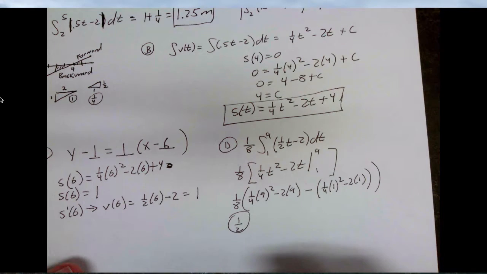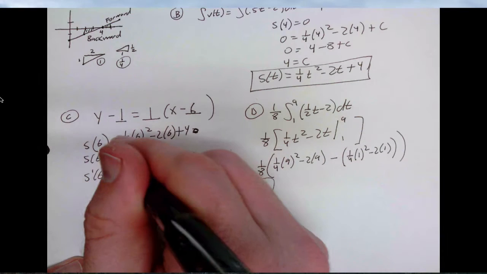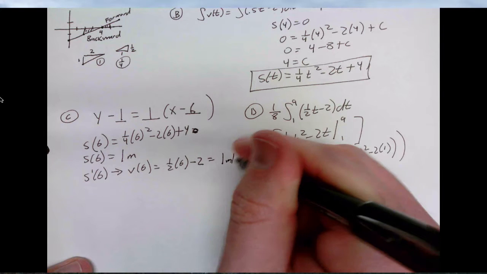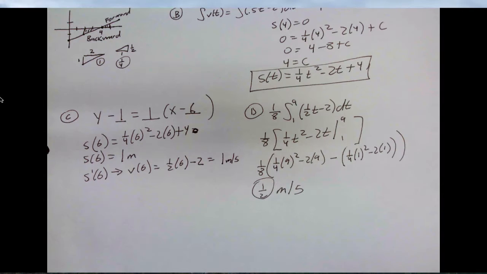All right, let's put units on some of these things. Okay, so just so we know, this s of 6 was a displacement, that is meters. This was a velocity, this is meters per second. This is an average velocity, so it's meters per second. Okay, and there we go.